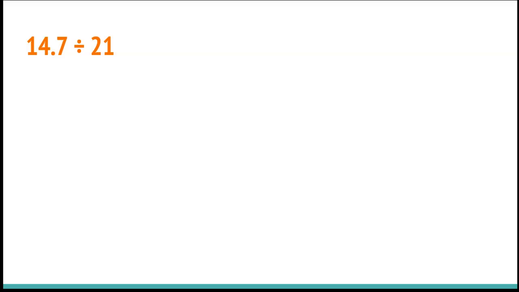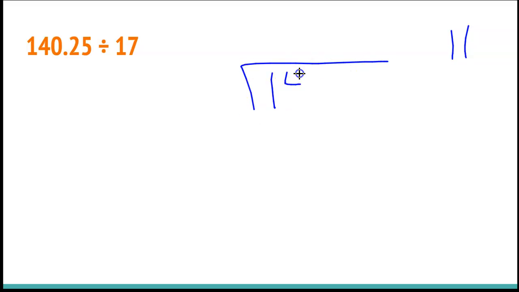Let's go ahead and do one more. And I suggest that you go ahead and pause and try this one by yourself, and then we'll do it together. All right, so I have 140 and 25 hundredths, and I'm dividing that by 17. Okay, let's start it up. Can I split 1 hundred into 17 parts? No. I'm going to go ahead and put that 0 there so that way I remember. Can I split 14 tens into 17 equal groups? No, not without regrouping. So again, putting that 0 there. Can I do 140 into 17 parts?